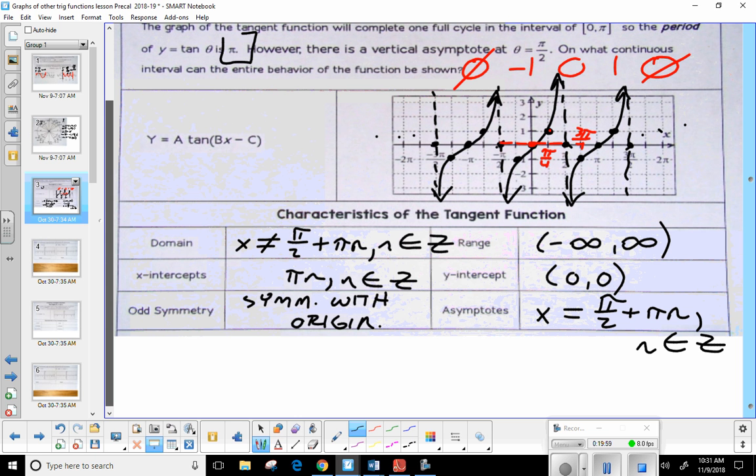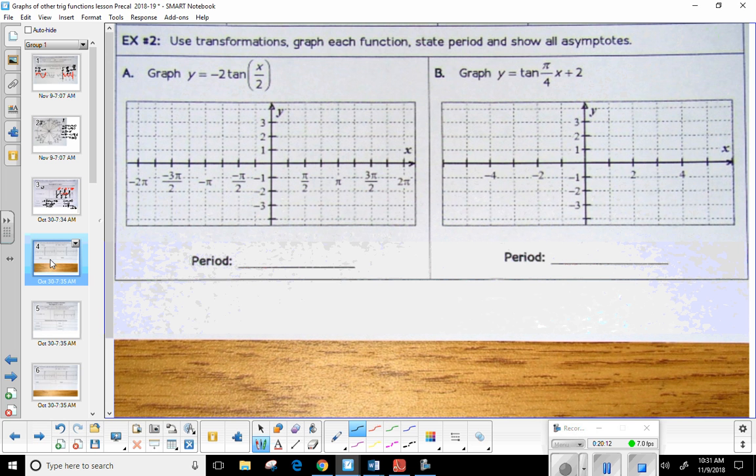Let's take a look at one problem, how to go ahead and transform these guys, and then we will take some time in class to work on your assignment. Okay. So here's the one at the bottom I want to take a look at: -2 tangent of 1/2 x.